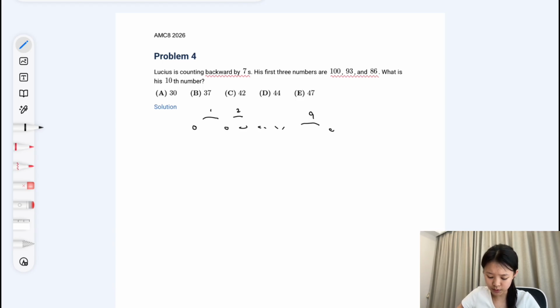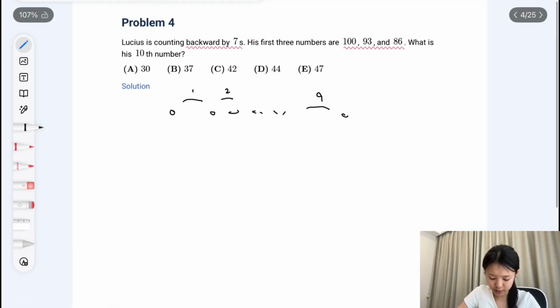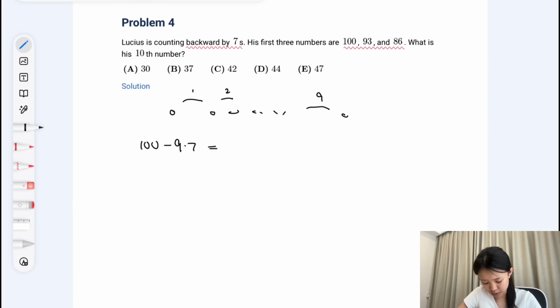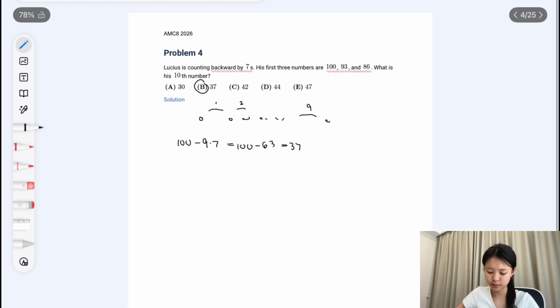So if he starts on 100, to find the 10th number, we subtract 9 times 7 from 100, which is 100 minus 63, which is 37. So the answer we get is B, 37.